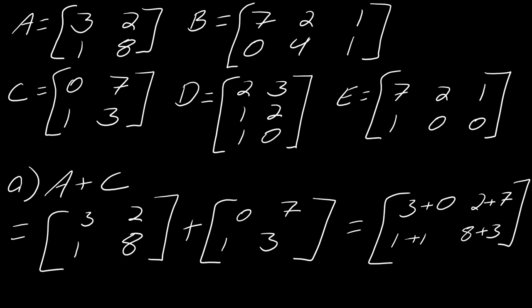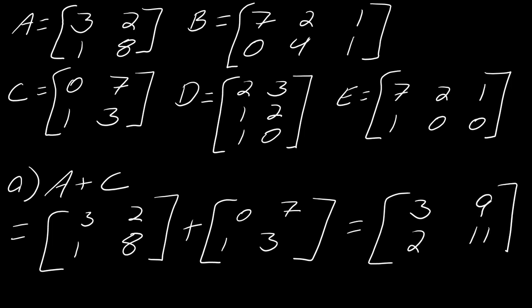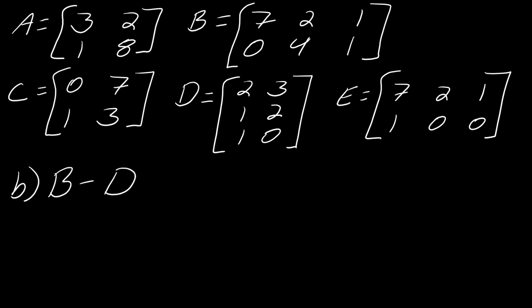And let's see, I'm running out of space here, so let me clear all of this now that I've written that out. And so this becomes 3, 9, 2, and 11. That would be the result of that matrix addition. So matrix addition, I think, is nice and straightforward, as is matrix subtraction.